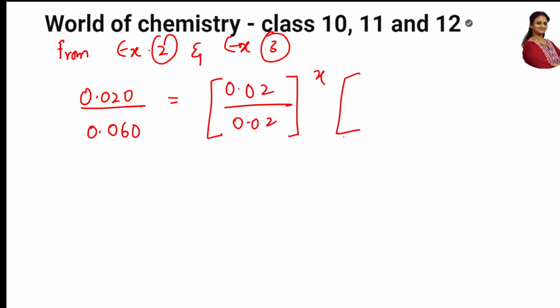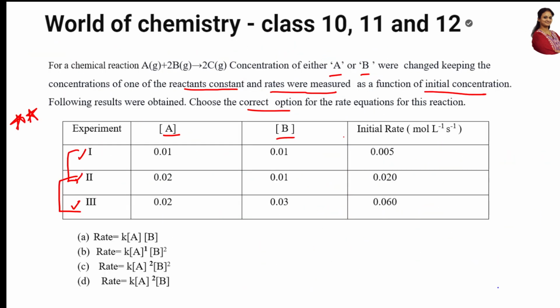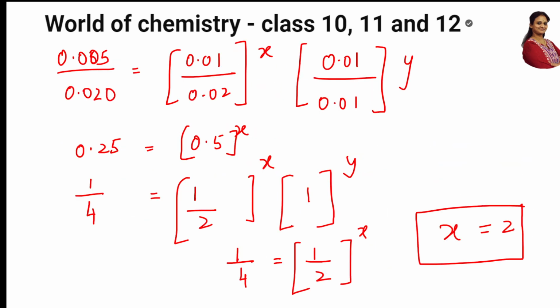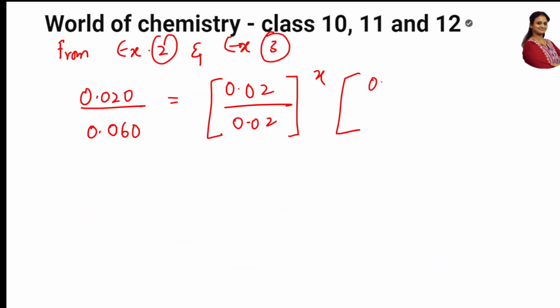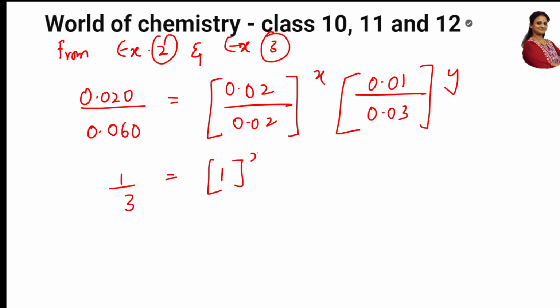Then the y value, how much was it, students? It was 0.01 and 0.03. This is the y value. And again, when you divide this, you will be getting 1 by 3. Two ones are 2, two threes are 6, right? This is 1 and this is x. This is 0.01 divided by 0.03, which is 1 by 3. This is y. This value of 1 to the power x is only 1. So how much do I get?